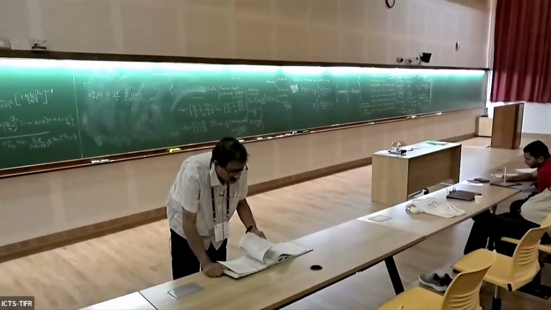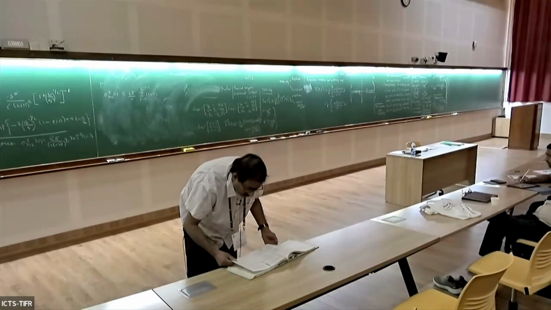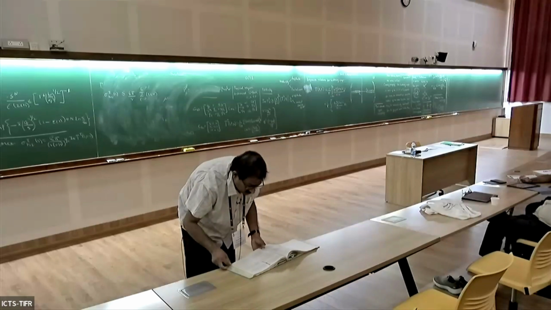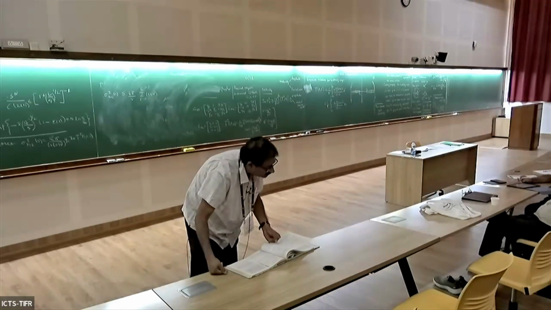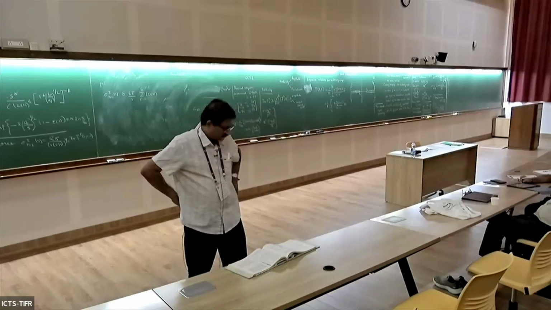Where was I? Froissart bound. Yeah, so these bounds are coming exactly from this. I don't know what happened to this t over here. Imaginary part. Okay, this is all. There's some problem with the derivation given in this book. I didn't notice it earlier.